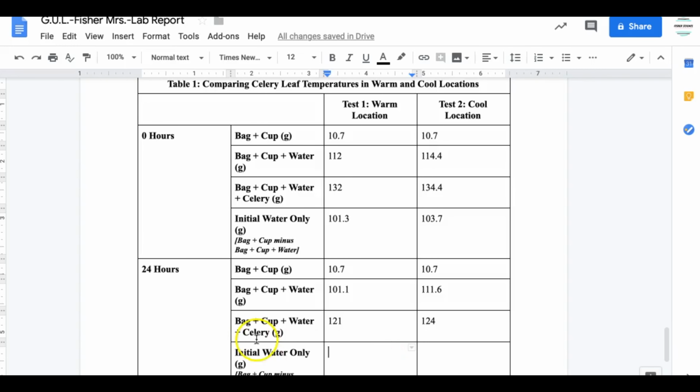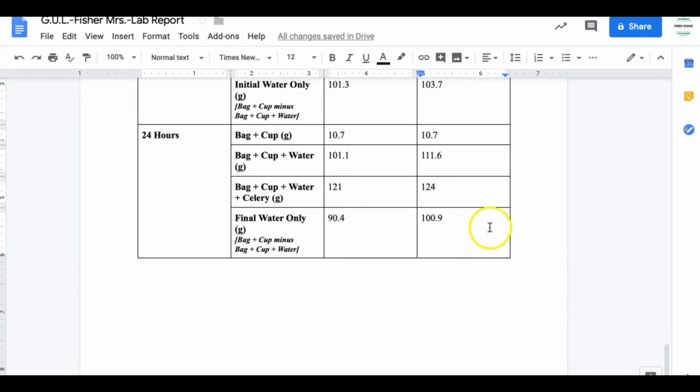Then we do our final water only. Not initial water, it should be final water. Let me fix that. Final water for the warm was 90.4 grams, and for the cool was 100.9. I actually need to add one more row. So I'm going to click Tab, and that will make one more row.